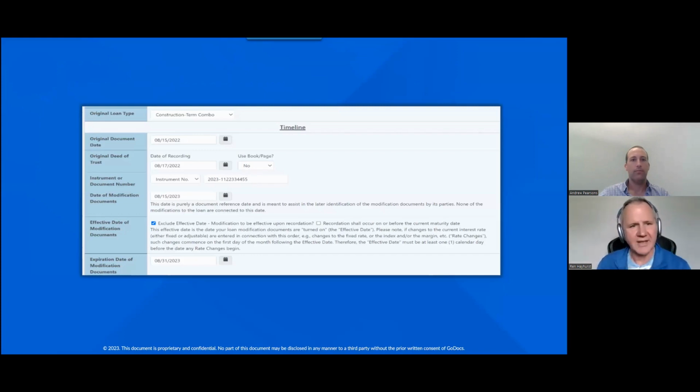So of course, we through ModDocs can do extensions and modifications for all types of our construction loan products, whether that's a construction that had a term period added or a bridge period, straight construction loan, or a revolving line of credit. A lot of flexibility.